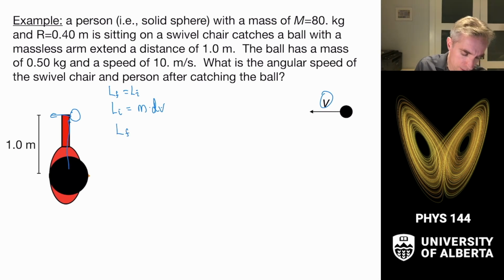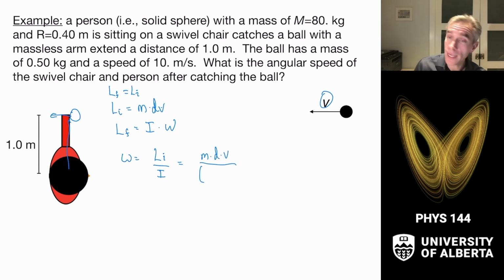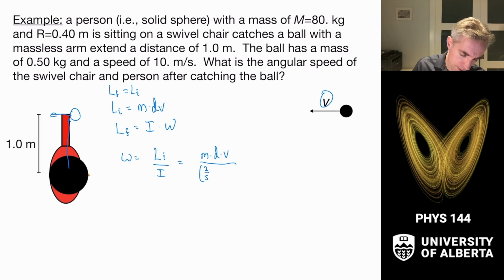And then afterward, they start to spin with a moment of inertia I times omega. So if we want to figure out omega, we just say that omega is equal to L_i over I, which is mass times the length of the arm times how fast the particle was moving, over the moment of inertia. And the moment of inertia in this case is going to be the solid sphere moment of inertia for the human, 2/5 M r squared, plus the ball, which is caught out at a distance of 1 meter away. So that's the little m times d squared. And that's the angular speed.